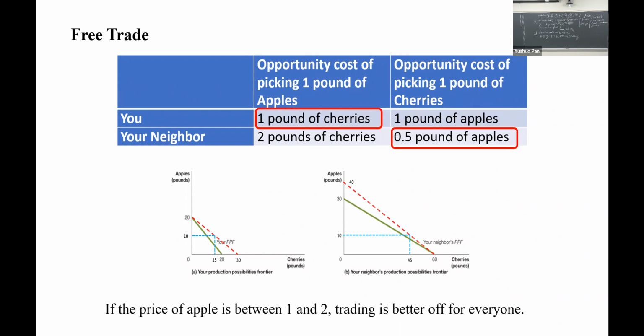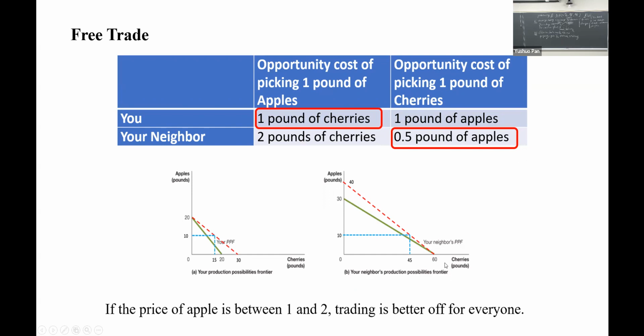Every price would be okay if the price is between 1 and 2, because for you the price is 1, and for your neighbor the price of apple is 2. So any trading price between 1 and 2 is fine. If you trade with your neighbor, both of you will be better off. What if the price is 1.5, which means 1 apple can trade for 1.5 cherries? Then for you, you have 20 pounds of apples. With that 20 pounds, you can trade for 30 pounds of cherries. So from 20 to 30, that red dashed line is your new PPF.